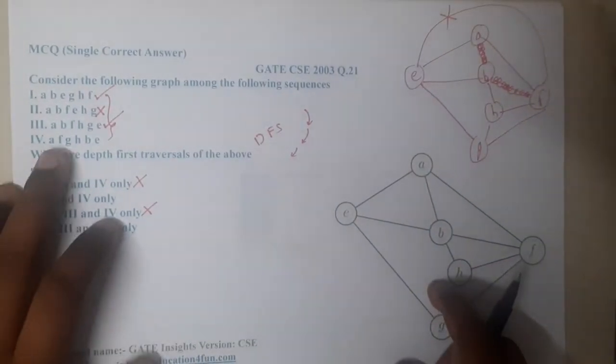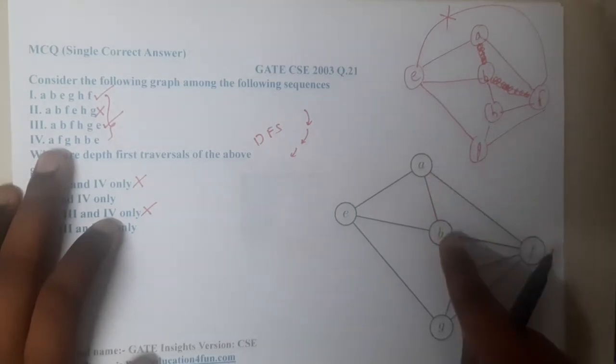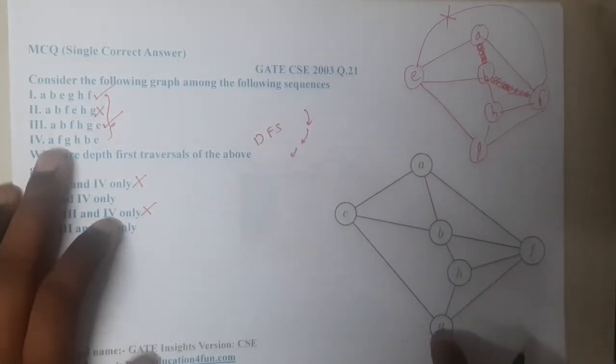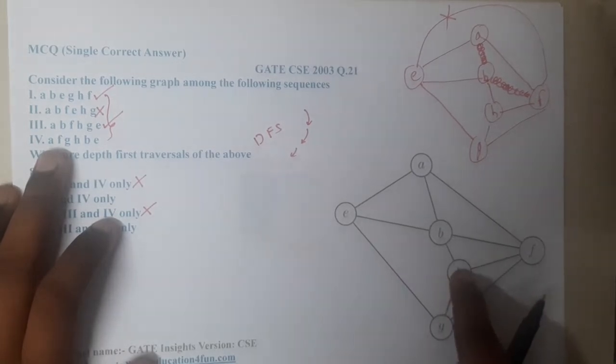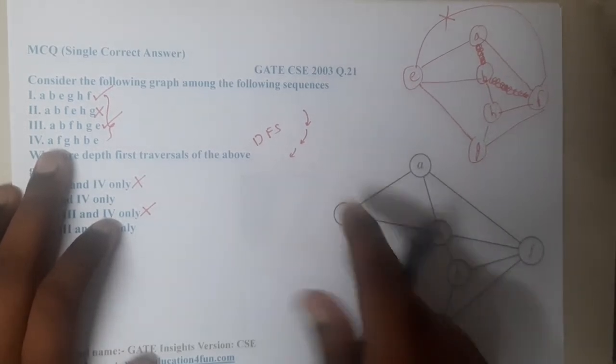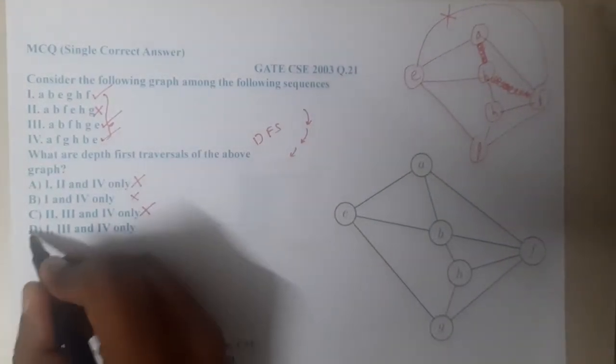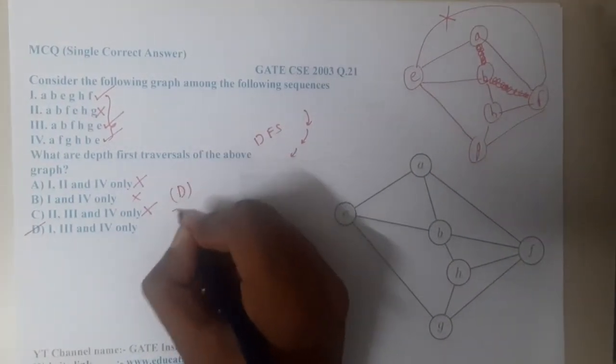Similarly, for the last one, A to F, F to G, G to H, H to B, B to E. So this is also a valid depth first search, right? Hence you can say that option D is the correct answer. It's a simple depth first search, guys.